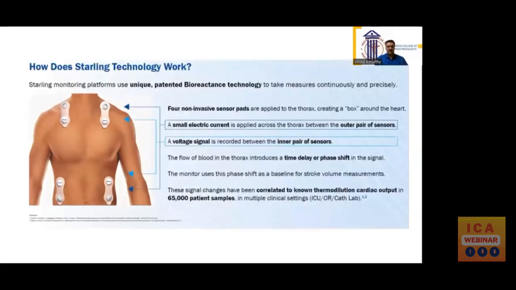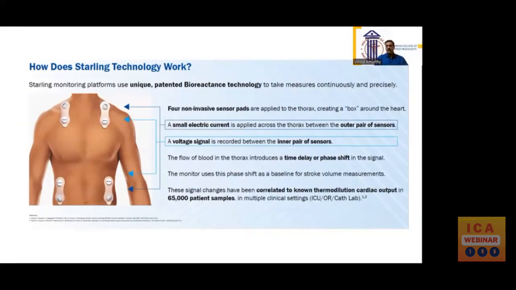Now, how does the Starling technology work? The Starling monitoring platforms use unique patented bioreactance technology to make continuous measurements. There are four non-invasive sensor pads which are applied around the thorax, creating a sort of box around the heart. A small electrical current of 75 kilohertz of alternating current is applied across the thorax between the outer pair of sensors. A voltage signal is recorded between the inner pair of sensors. The flow of blood in the thorax introduces a time delay or phase shift in the signal, and this monitor uses this phase shift as a baseline for stroke volume measurements.